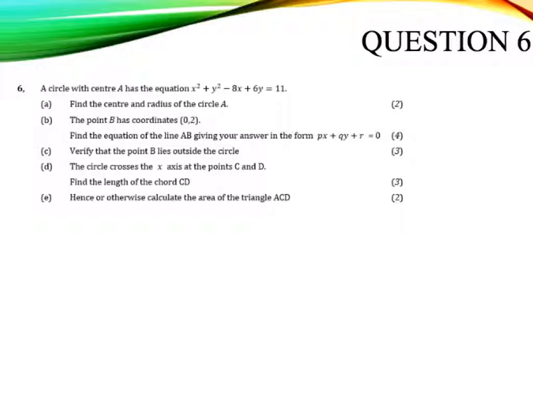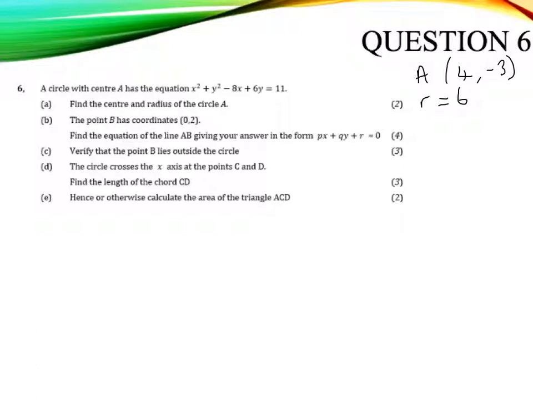So part B says the point B has coordinates (0, 2). Find the equation of the line AB, giving your answer in the form given there. So let's just remember what we'd found so far. We'd found that the centre A had the coordinates (4, minus 3). We also knew that the radius r was 6. Okay, let's see then. It says the point B has coordinates (0, 2). Find the equation of the line AB.